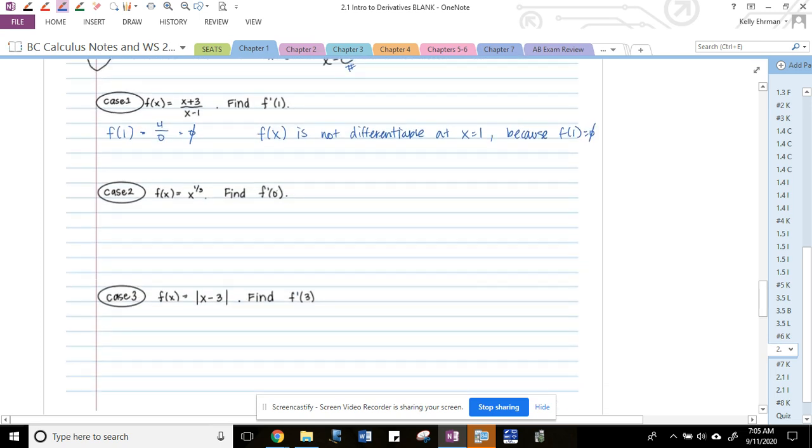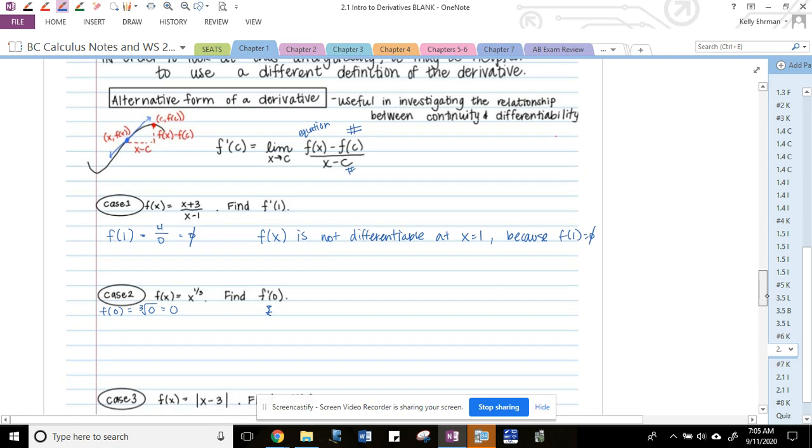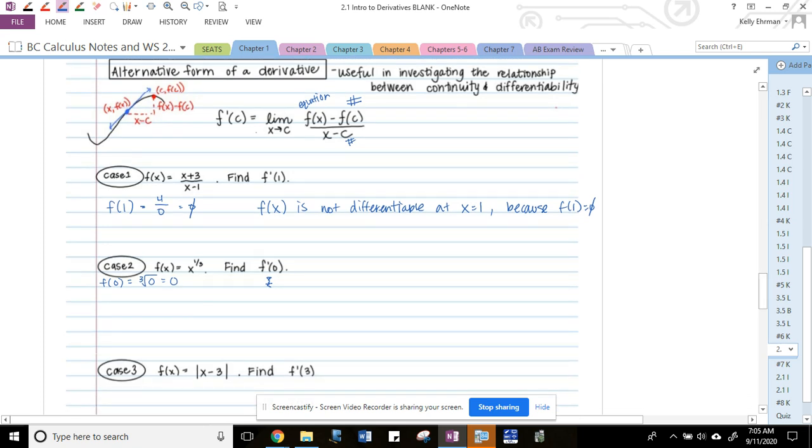Case 2, can I plug 0 into this function? Does f of 0 exist? F of 0, remember, to the 1/3 power means cube roots. Yeah, f of 0 exists. This is continuous. All right, so let's jump in to use our alternate definition here.